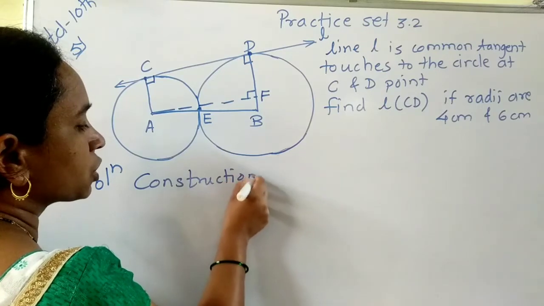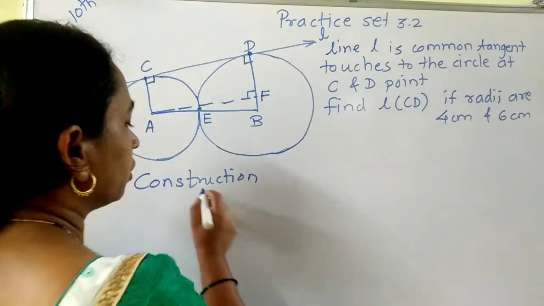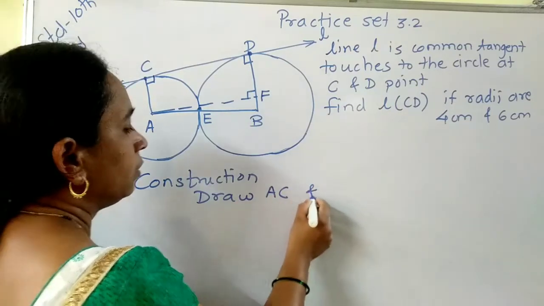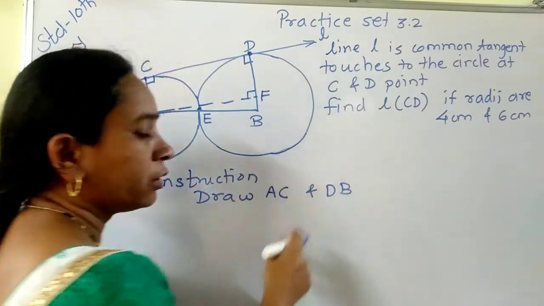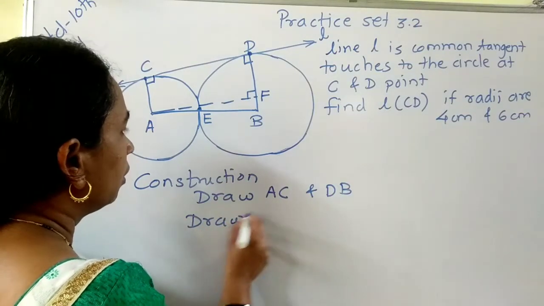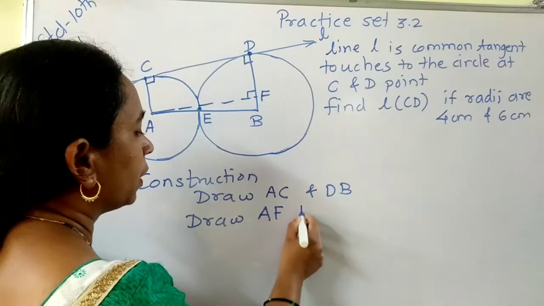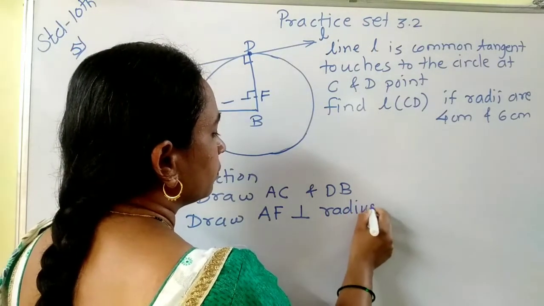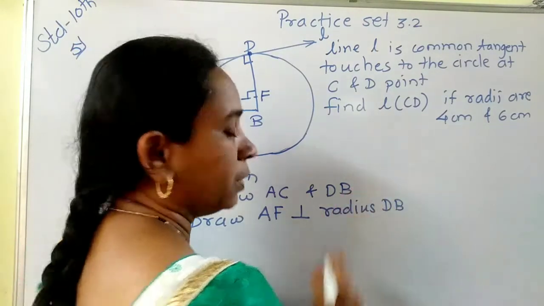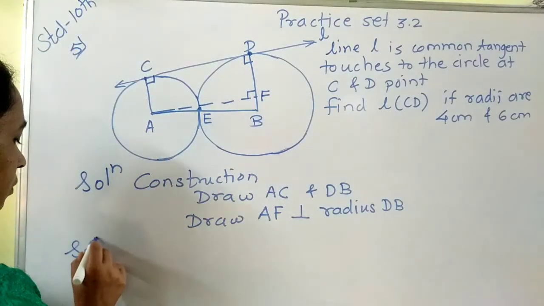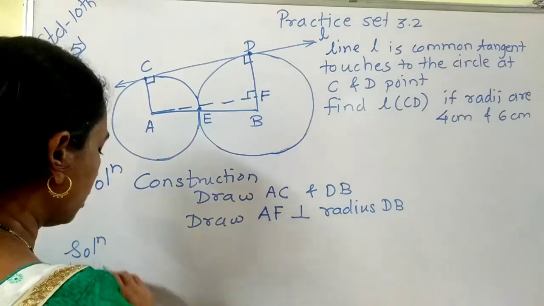In this construction, they did not give you AC. So here draw AC and DB, I join the radius, and one more, draw AF perpendicular to radius DB. So I have the construction. Now we'll see the solution.